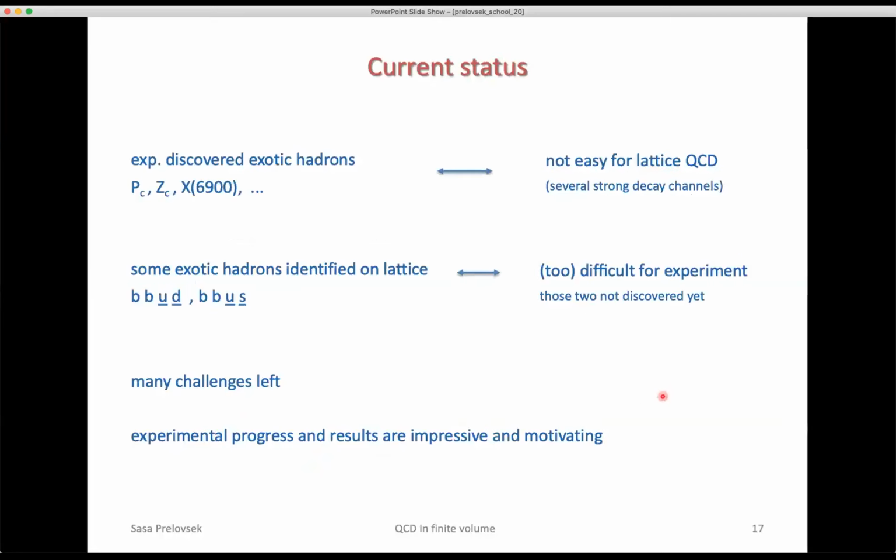Okay, so the current status before we dwell into theory. Experiment discovered many exotic hadrons. Fortunately, none is easy to study on the lattice because it mostly has several strong decay channels. So there is still a lot of effort to do and a lot of challenges in front of us. Some exotic hadrons were identified on the lattice, for example, these ones containing two bottom quarks. Unfortunately, those are too hard for experiment. Surely there will be progress in the field, but this just says that there are a lot of very interesting questions, and experiment is providing beautiful results every month or every few months. So yeah, a lot of problems to solve.